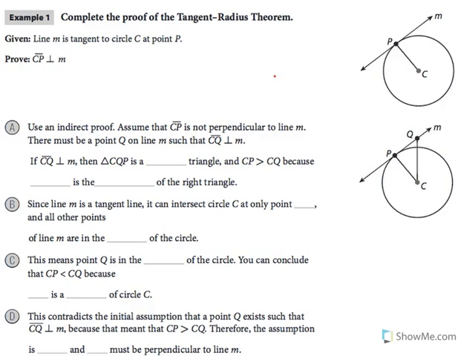Okay, so then here is the proof. Line M is tangent to the circle at point P. Prove that the segment CP is perpendicular to line M. Part A, use an indirect proof. Assume that segment PC is not perpendicular to line M. There must be a point Q on line M such that CQ is perpendicular to M.